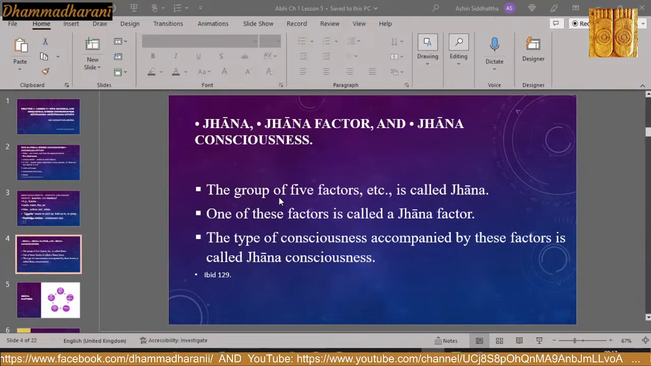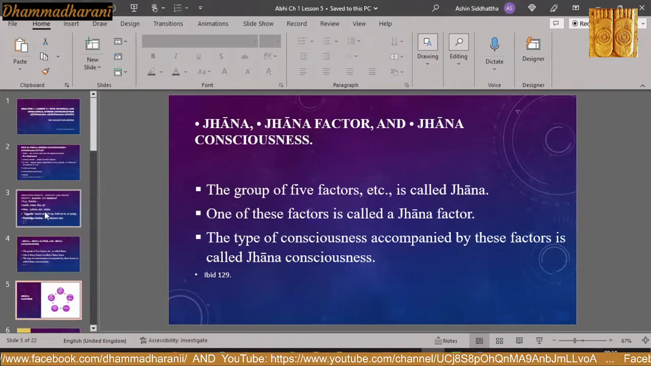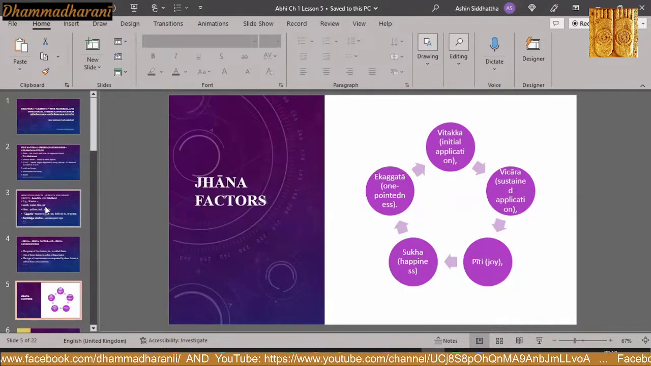So those are the interpretation for the jhana, jhana factor, and jhana consciousness. So those are the jhana factors. You already know them; it's familiar to Buddhists or whoever practices or is learning suttas. It's not a new thing for them. So there are 5 jhana factors. In Pali, vitakka, vichara, piti, sukha, and ekaggata.